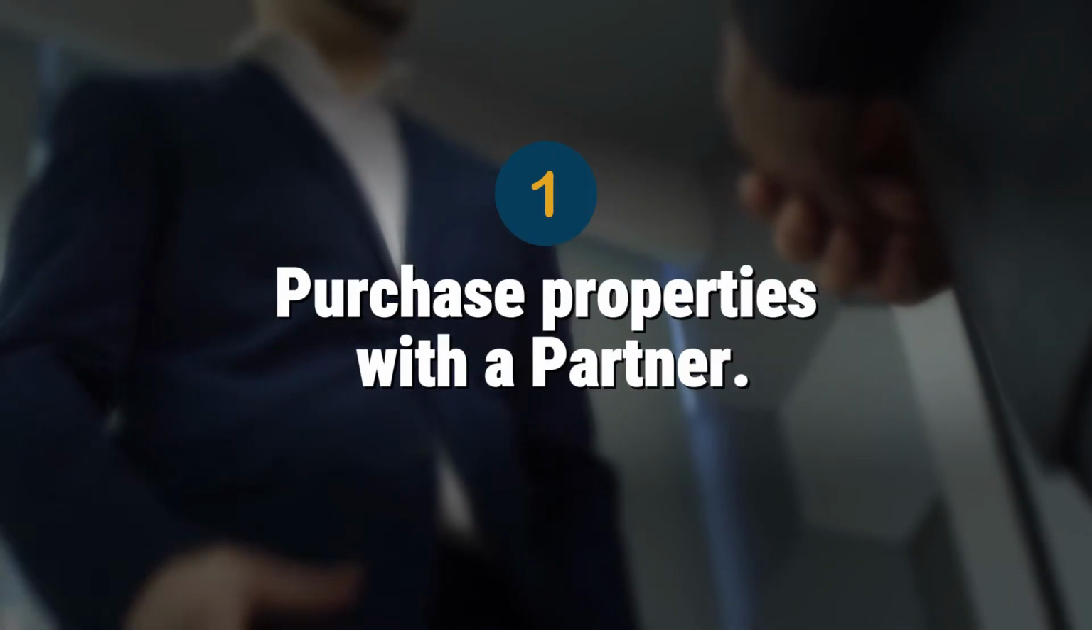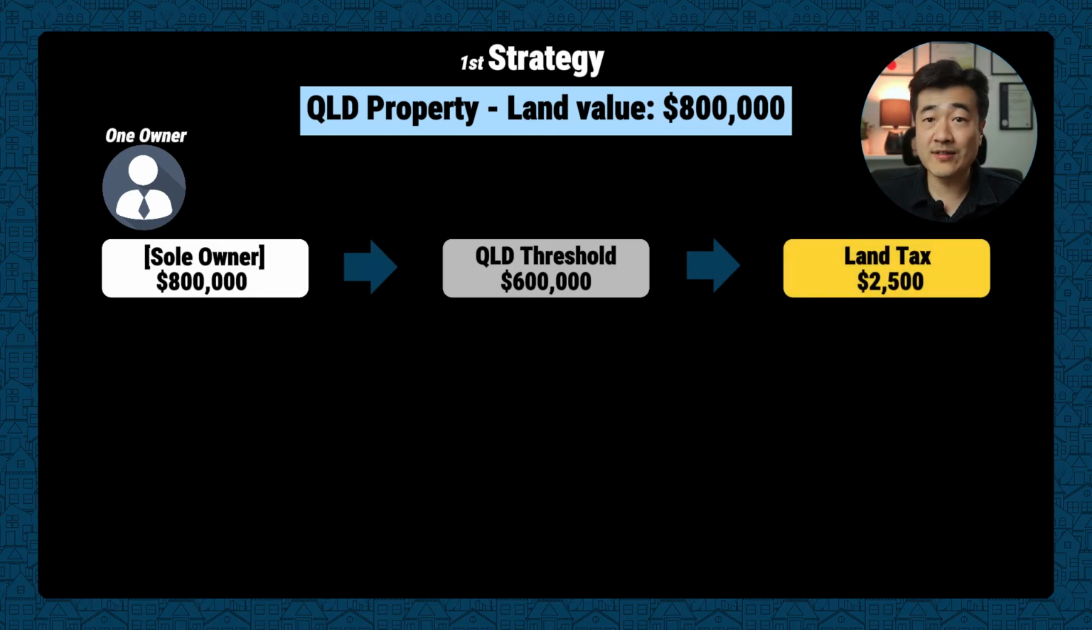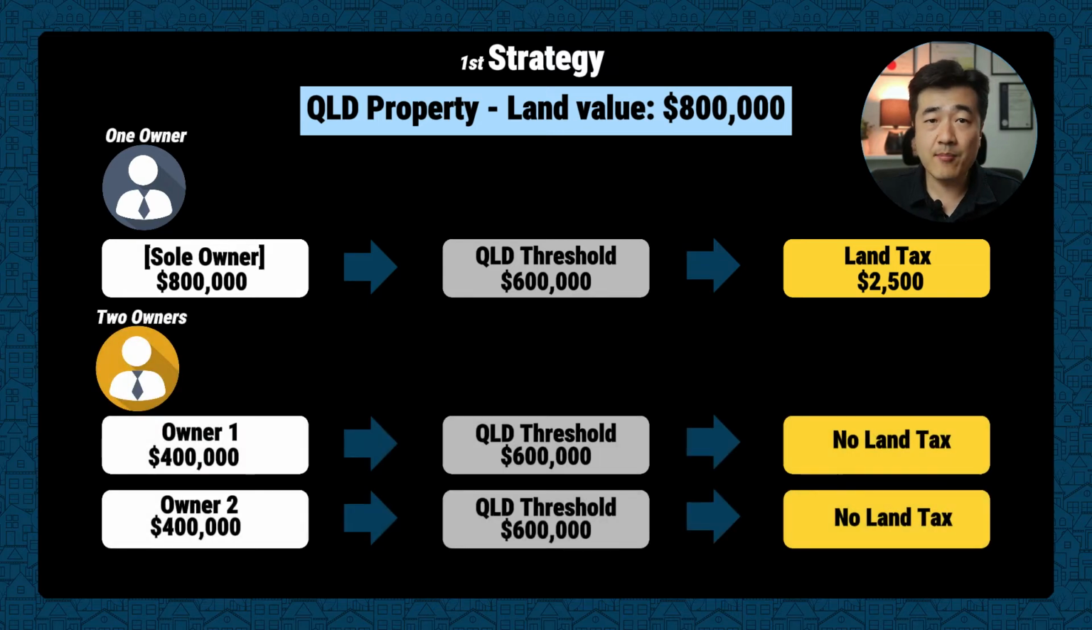The first and the simplest strategy is to purchase properties with a partner. Do you remember the two keywords I mentioned earlier? The first one was per owner. Because land tax is assessed on a per owner basis, splitting ownership with a partner may keep you under the threshold individually. For example, if you buy a property with a land value of $800,000 in Queensland, your land tax liability would be $2,500. But if you buy the same property with split ownership, 50-50 with your partner, no land tax will be payable because the land value for each person is now only $400,000, which is under the threshold.